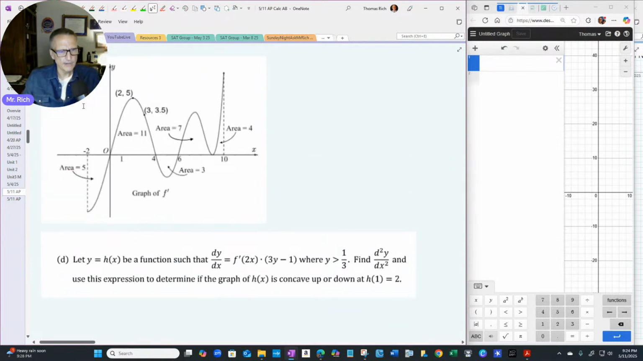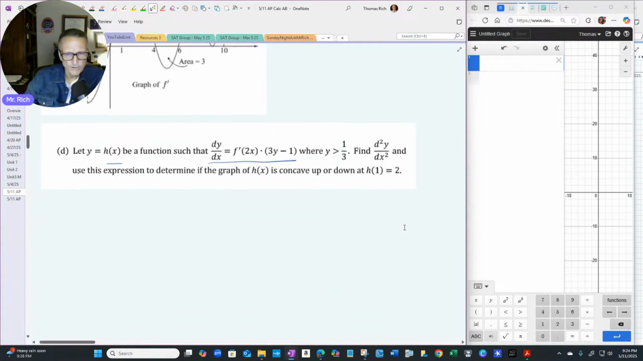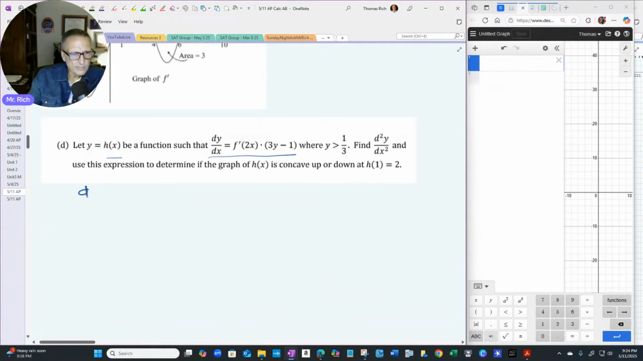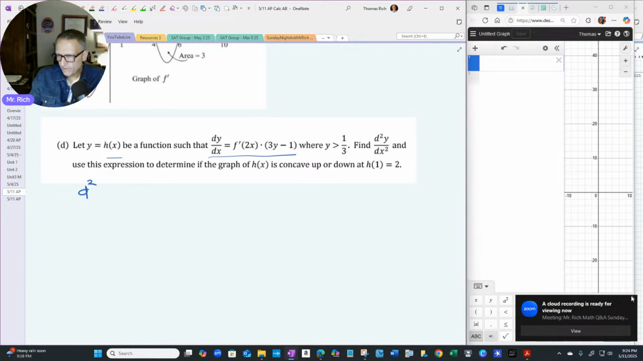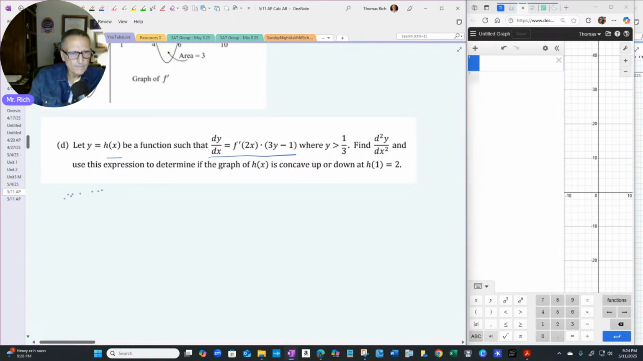Okay, so this one says let h of x be a function such that dy dx is equal to this. So they're giving us the derivative of h of x. And they're telling us that y is greater than 1/3. Now it wants us to find the second derivative and then use that expression to determine if the graph of h of x is concave up or down at the point (1, 2). So we are going to have to take the derivative of this. So let's take the derivative of the derivative here. So we'll say d squared y dx squared is equal to. Now we'll have to use the product rule.